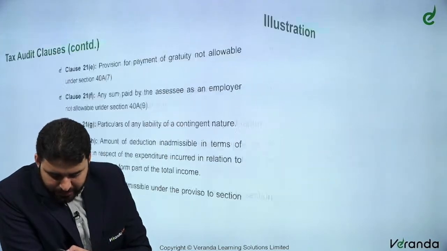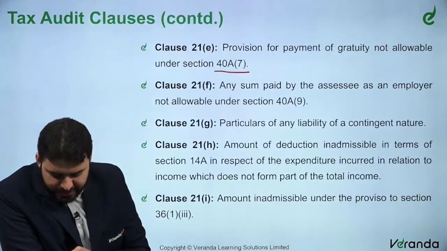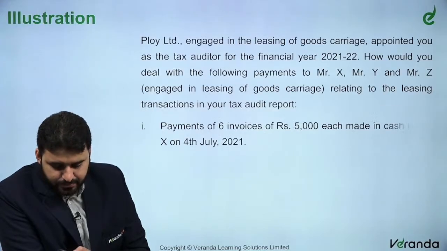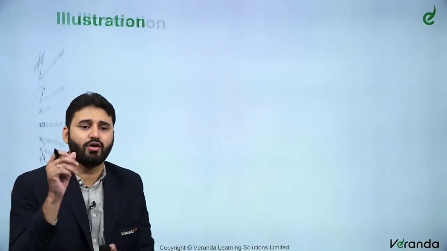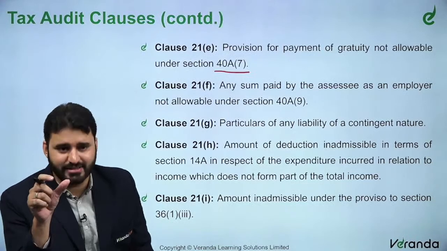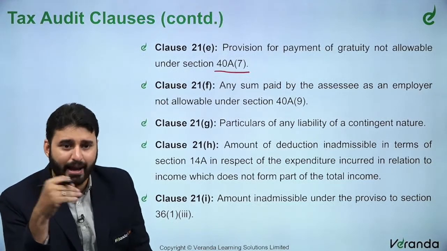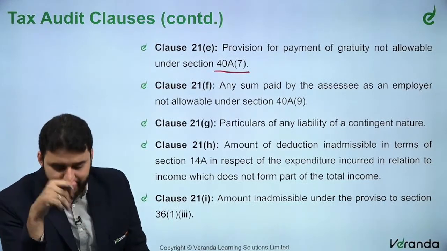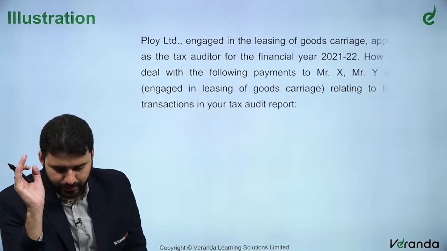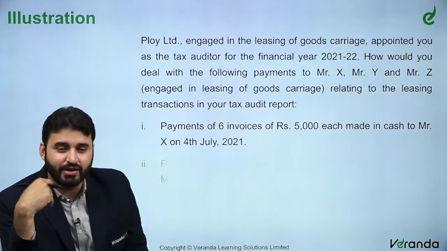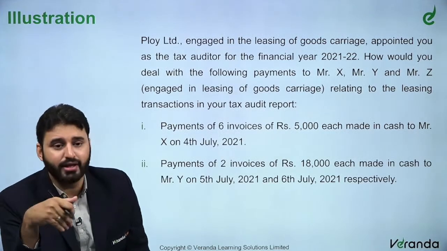21I, amount admissible under the provision of section 36(1) clause 3. Basically 36(1) clause 3 is on the interest on borrowed funds, which has to be capitalized and should not be taken to the P&L. That is what 36(1) clause 3 is. For a loan taken for a fixed asset, the interest has to be capitalized till the asset is put to use.